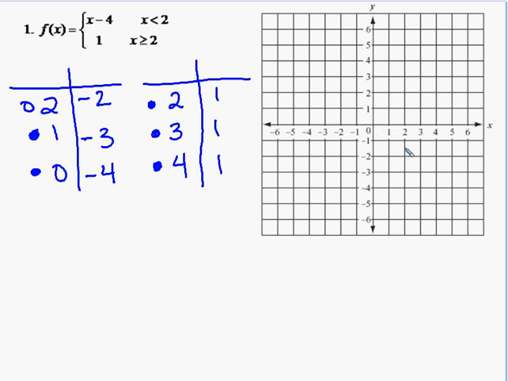We have (2, negative 2) with an open circle, (1, negative 3) closed, (0, negative 4) closed. So all the values are from 2 and less than, so we just connect the dots. Then we have (2, 1) closed circle, (3, 1) closed, and closed as well. And when we graph this, we're going to shoot another ray, because we want all the values that are greater than 2. So that's our first function here.